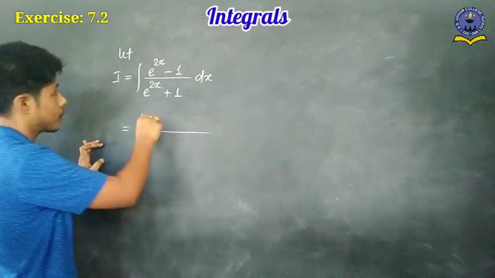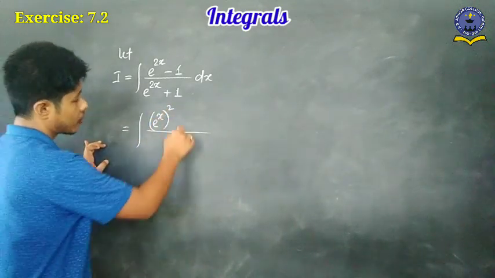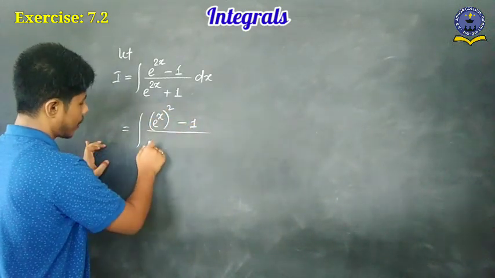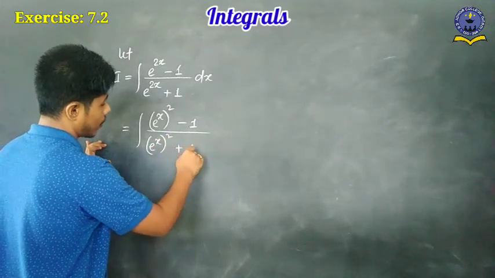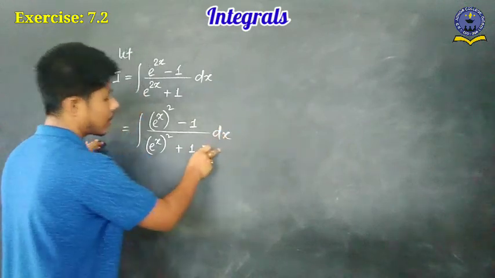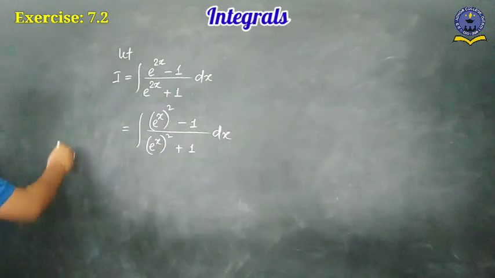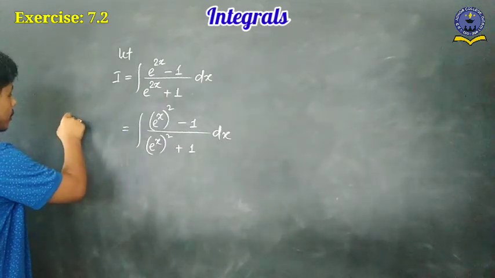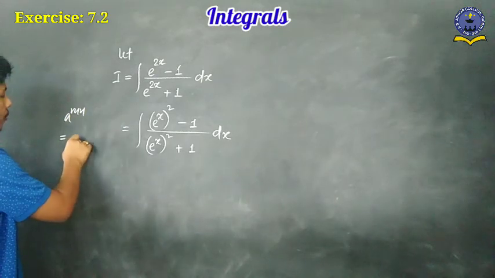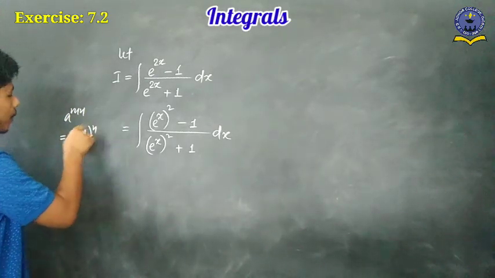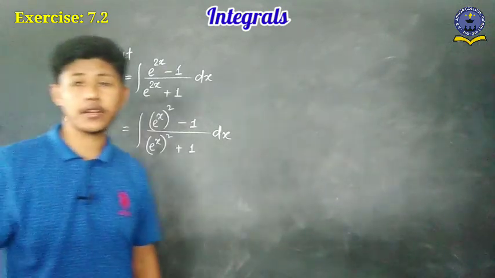So e to the power twice x, we can also write as e to the power x whole square, minus 1. And in the denominator, e to the power x whole square plus 1, into dx. Can we write it this way? Yes, easily, because in class 8 we learned indices: a to the power mn, we can write as a to the power m, whole to the power n, or also a to the power n, whole to the power m.